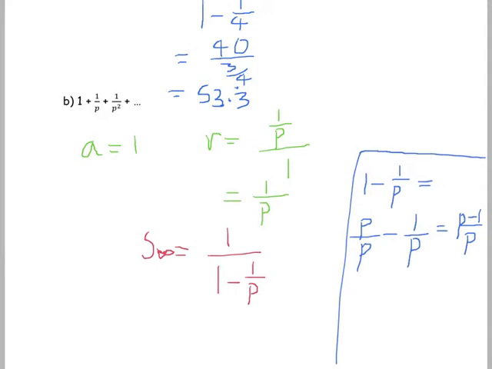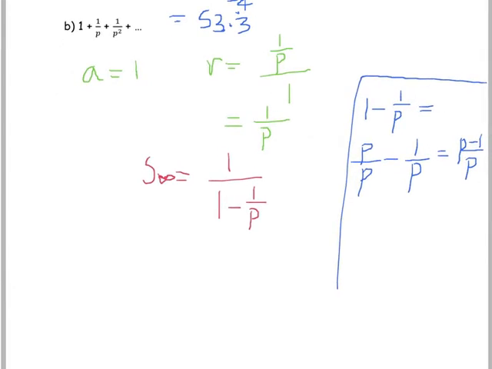So the bottom part of our fraction here is going to be now equal to what we just found. So we're going to have 1 divided by p minus 1 over p. Now remember, when you're dividing by a fraction, you flip the second fraction and times it. So actually, if you sort this out, you end up with the sum to infinity is equal to p over p minus 1.